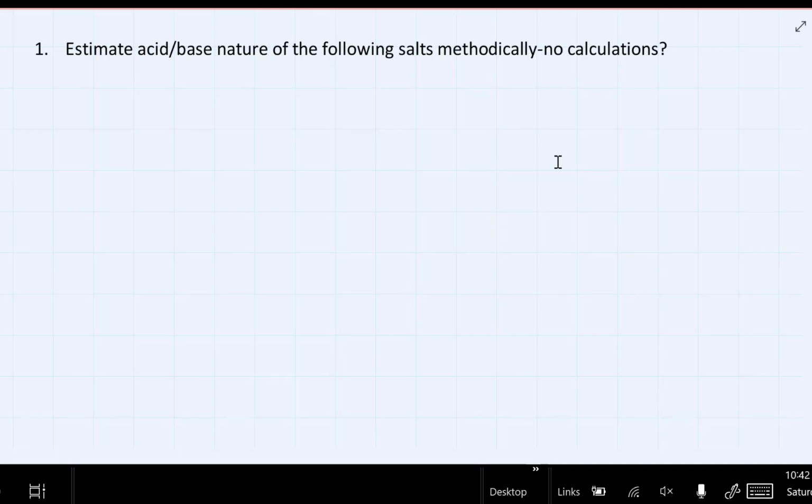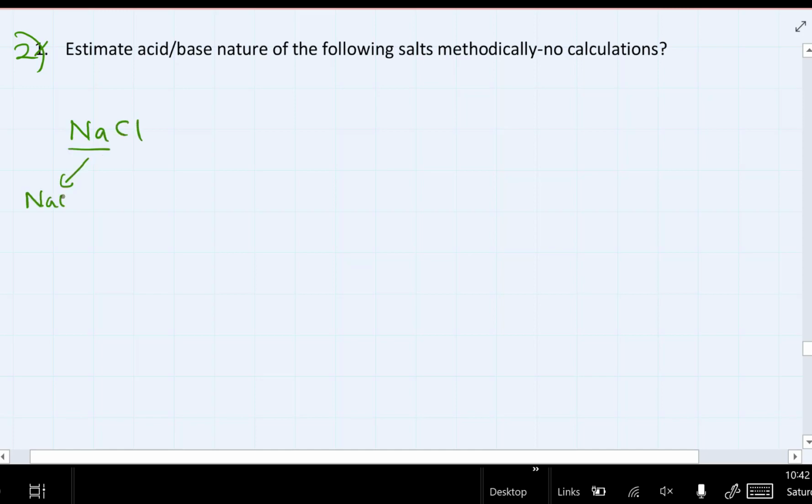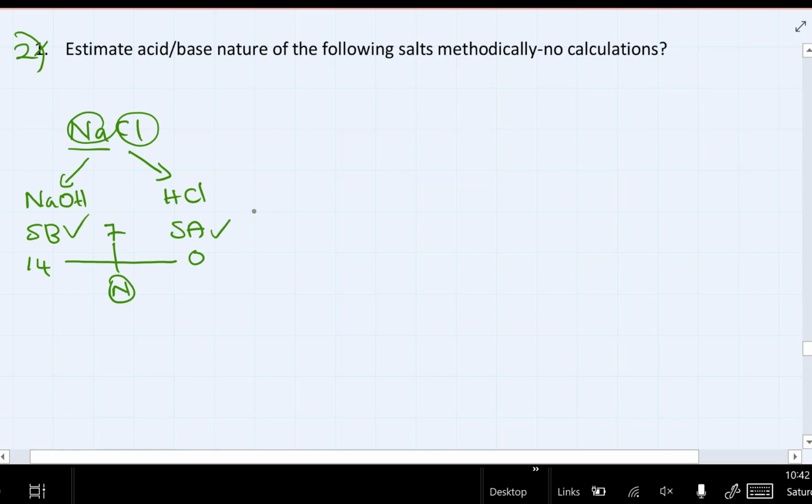So this is a guesstimate or estimate question, no math needed. It could be a multiple choice question and you will not be given enough time to do math here. Can be done though, right? Sodium chloride, look at that one. Sodium is coming from sodium hydroxide, Cl coming from hydrochloric acid. Strong base is pH 14, strong acid 0, midpoint 7, neutral. That's why sodium chloride is neutral in a solution, right?